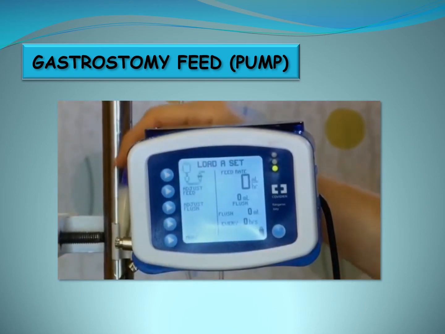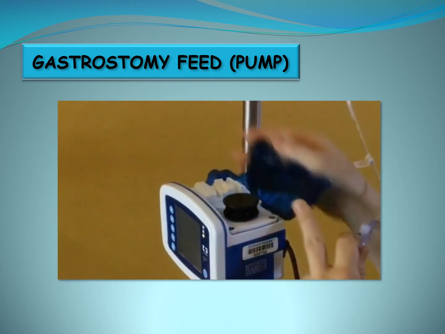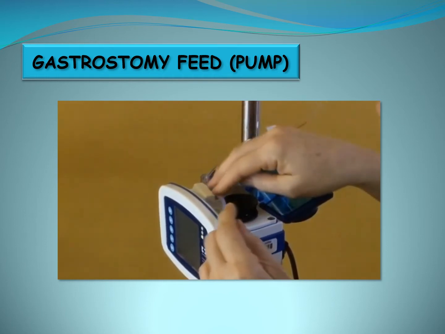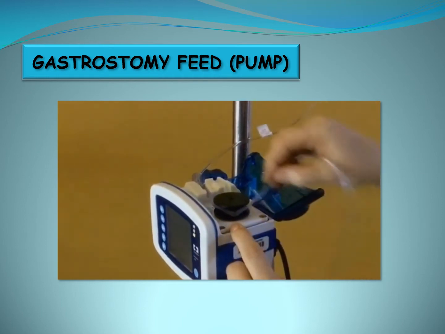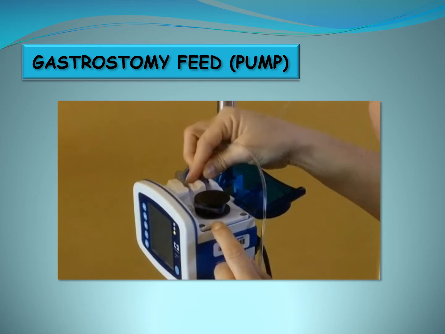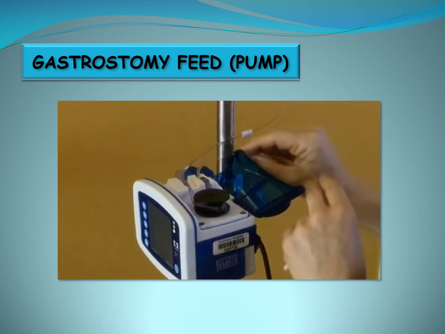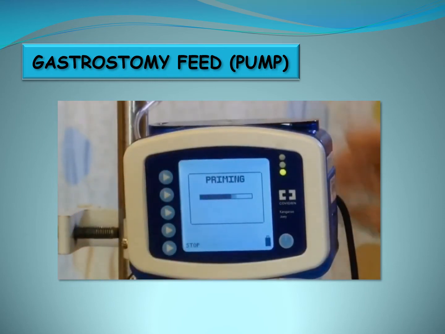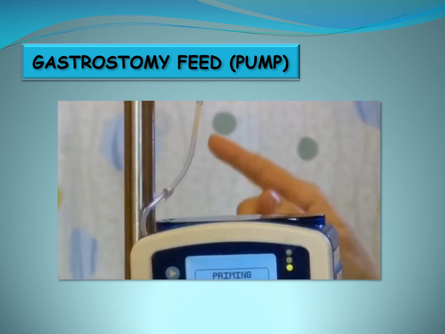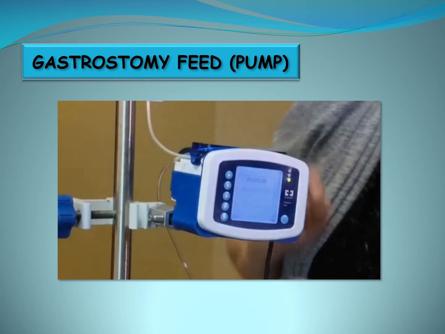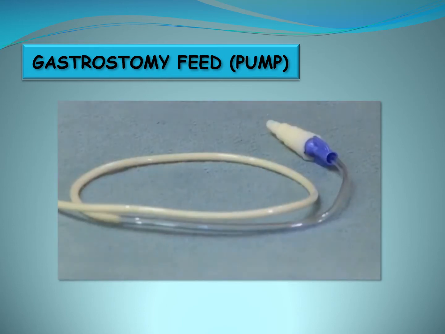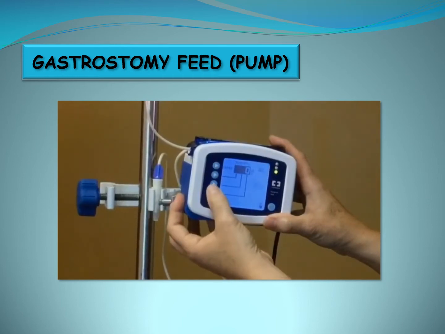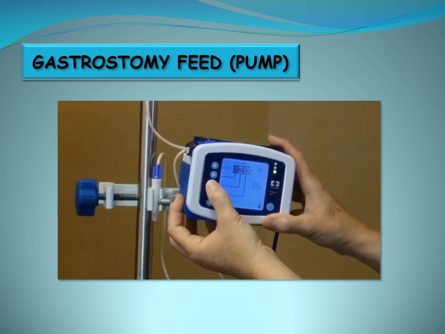Turn on the pump. Load the tubing by opening the door and wrapping the tubing around the rotor. Close the door. The tubing will need to be primed, which allows the pump to push the formula through the whole tubing. Program the pump to deliver the formula at a specific rate and volume.